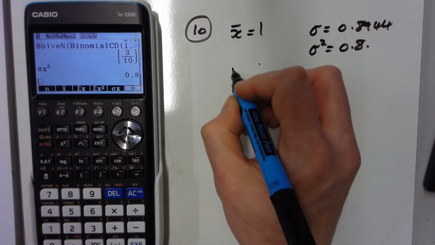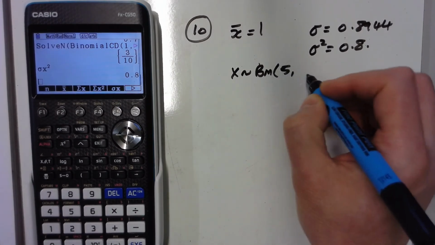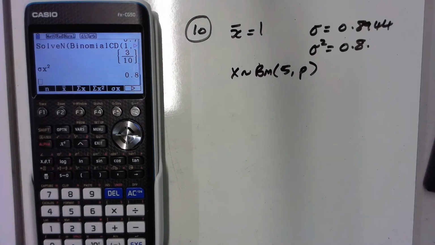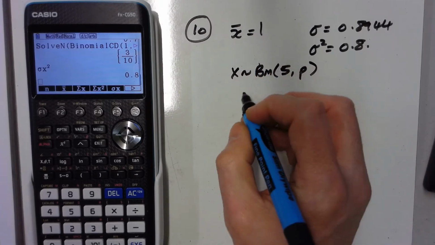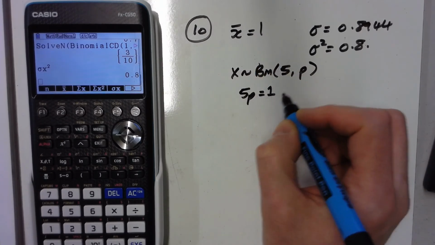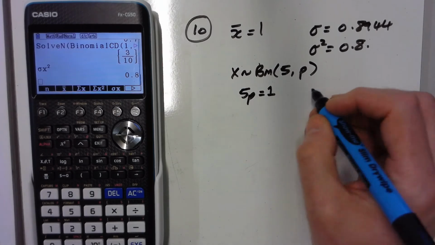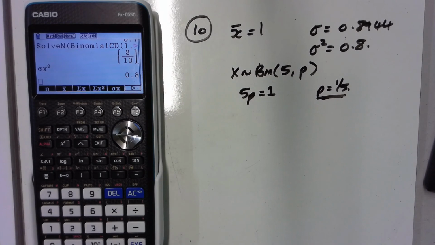Now, we're rolling this dice 5 times each time, aren't we? So the probability of getting this 6 on the dice is not actually 1/6, is it? Because the mean turned out to be 1. So 5 times p equals 1. N times p is the expected value of x. So I'm getting p is equal to 1/5 at the end of that.